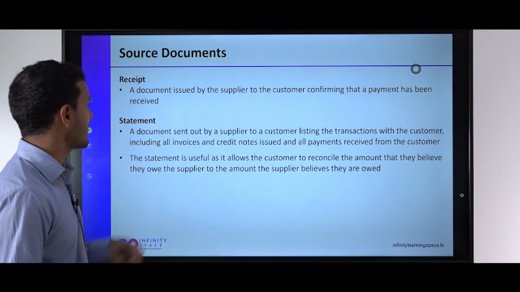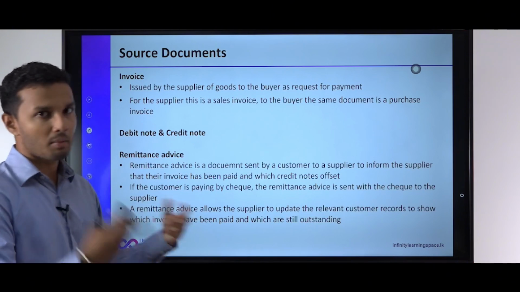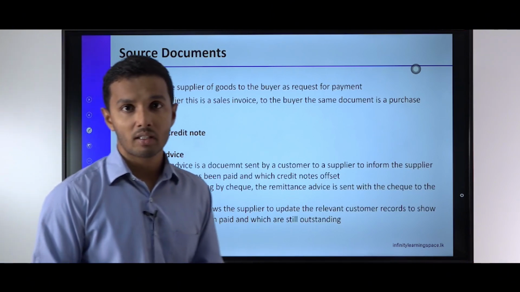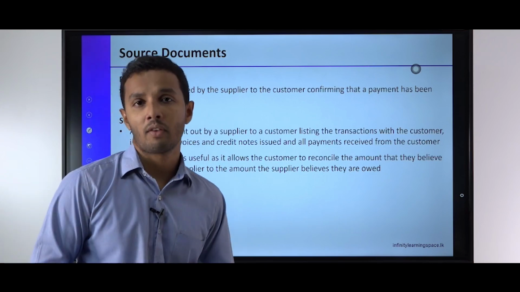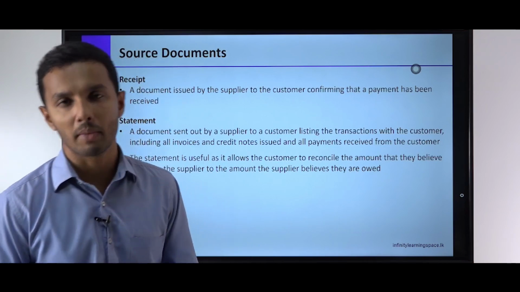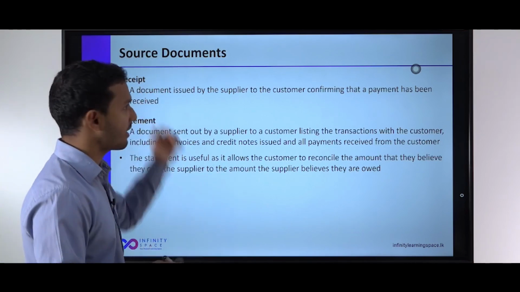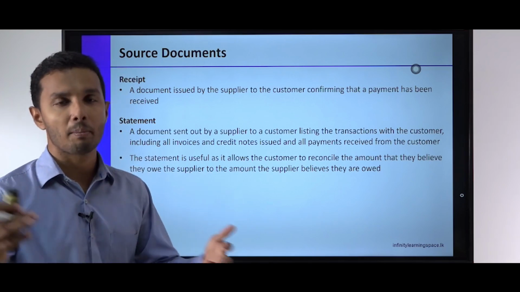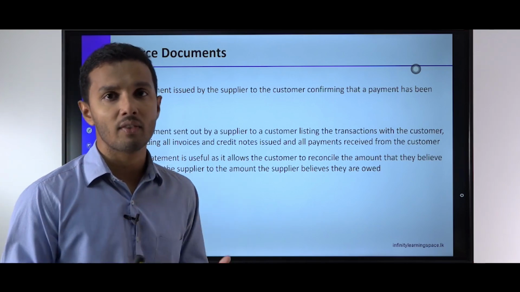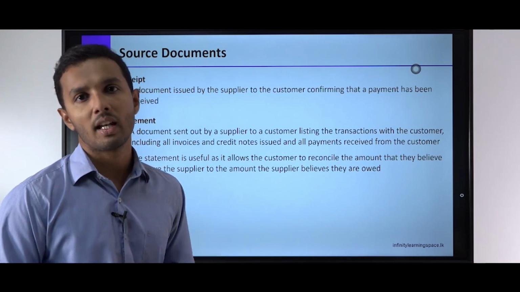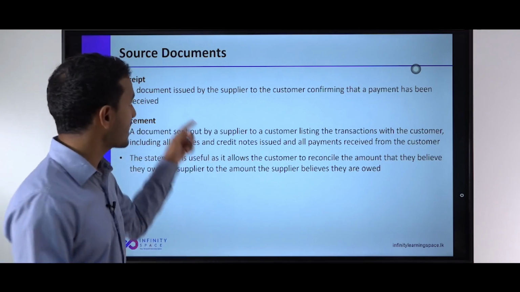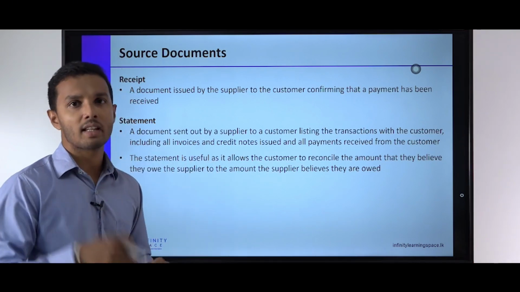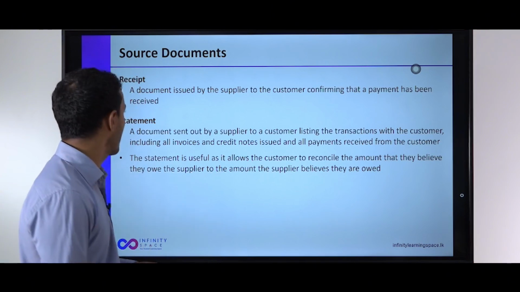Now, why is the receipt important? Because the customer can make a payment, right? But the supplier can refuse saying, no, I didn't receive the payment. But if the supplier has sent a receipt, that is evidence that the supplier has acknowledged that he received the payment. Then the supplier cannot come later and say, I didn't receive the payment, because he has issued a document saying he received the payment, right?